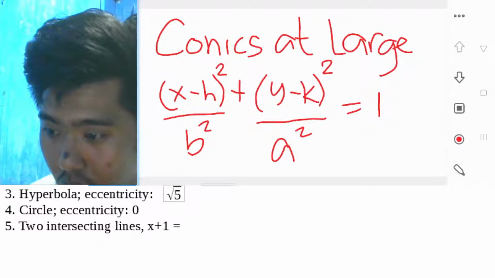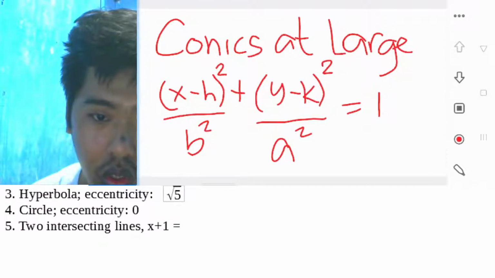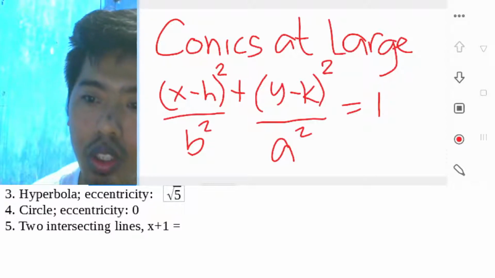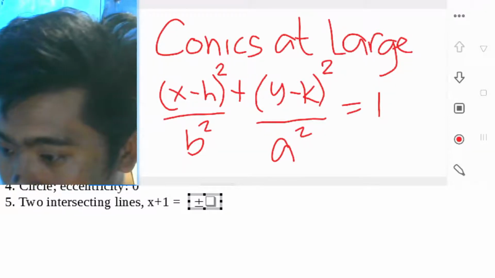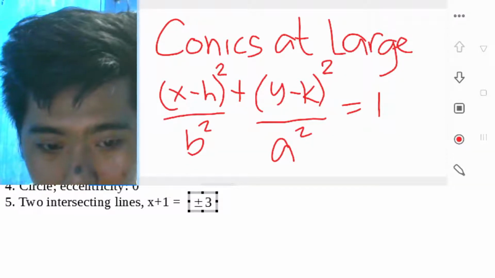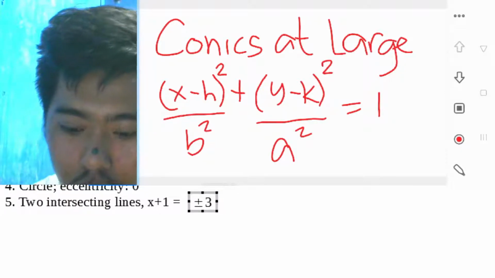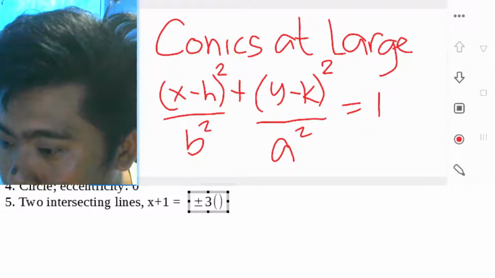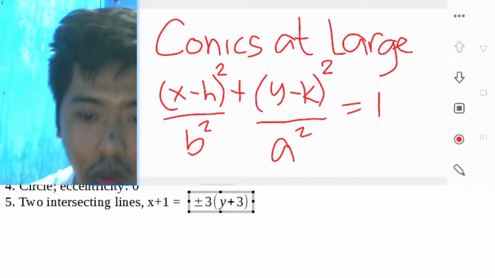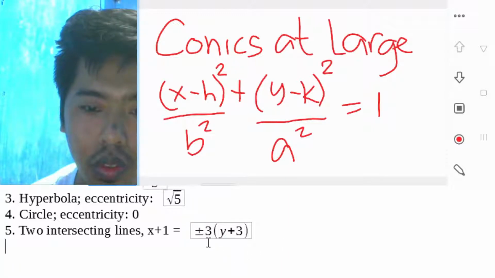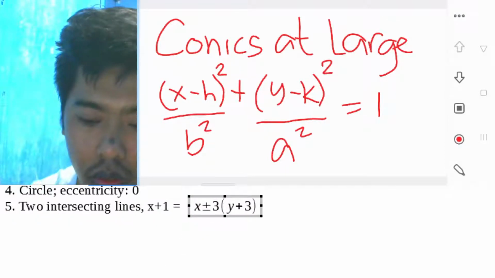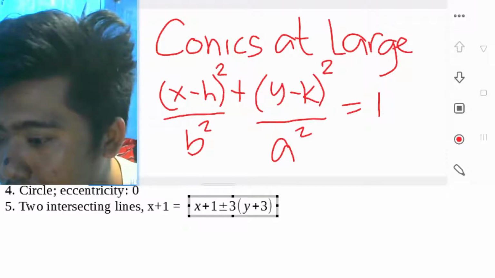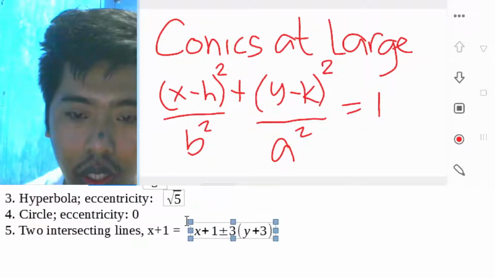X plus 1 equal to positive negative. Insert shape object, positive negative. This should be 3. Y plus 3. X plus 3 equal to, connect that one. X plus 1. Okay.